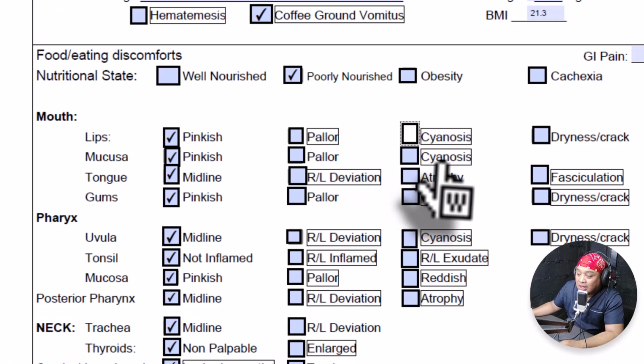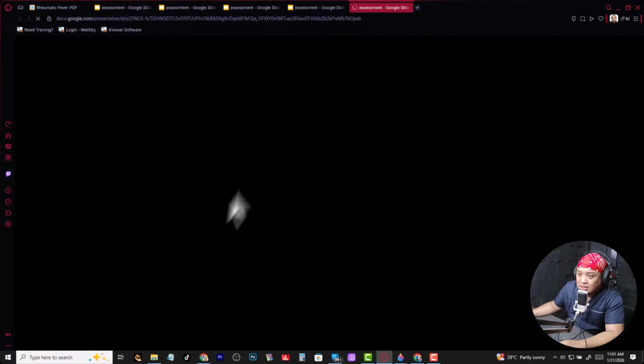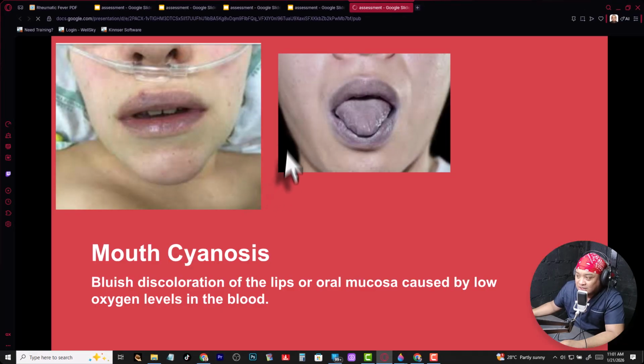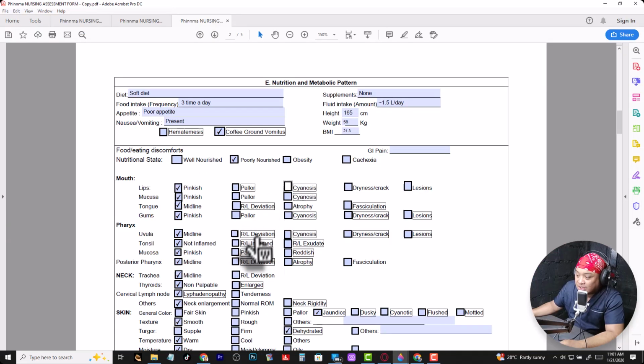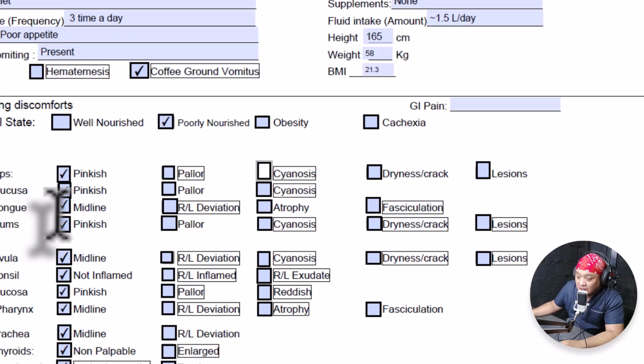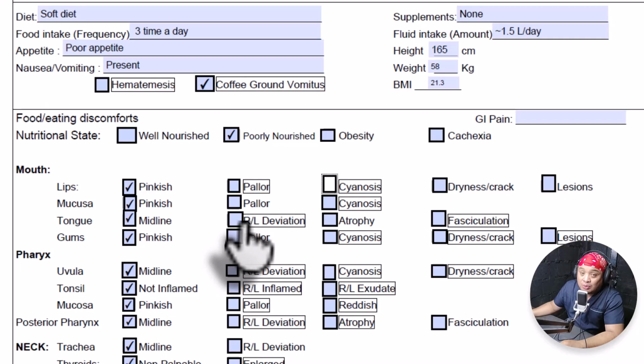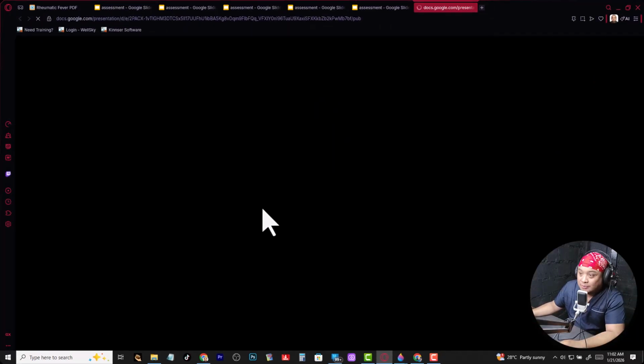For the mucosa, we have pinkish as normal. We have pallor and cyanotic. Same thing regarding mucosa on a cyanotic basis: still low oxygen levels in the blood. Basta magka-blue-blue na siya. And of course, we have the tongue. We have midline for normal, and we have right or left deviation. So, let's explore that one.